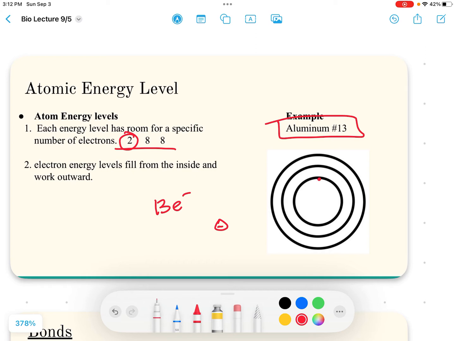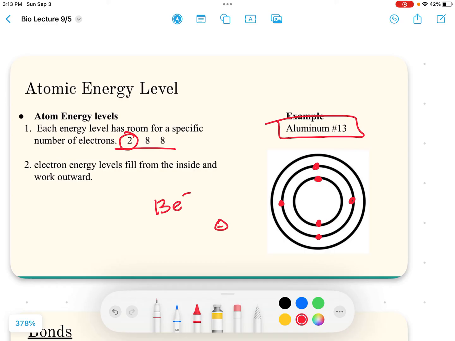So we go 1, 2. Now that first ring is full. It can only hold 2 electrons. So now I'm going to move to my next ring, which can hold 8. So now I'm at 2. So I have 3, 4, 5, 6. So I'm up to 1, 2, 3, 4 on the outer ring.